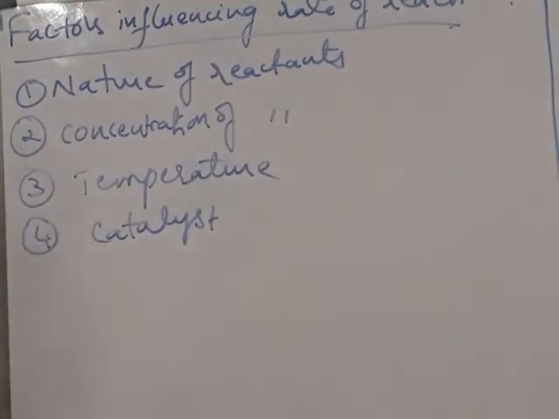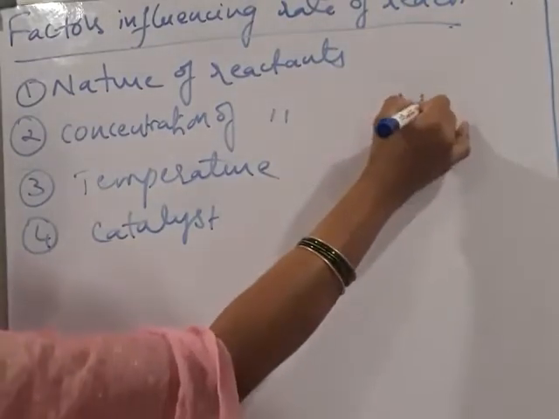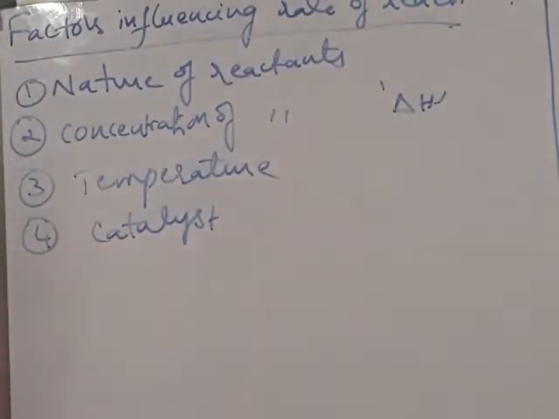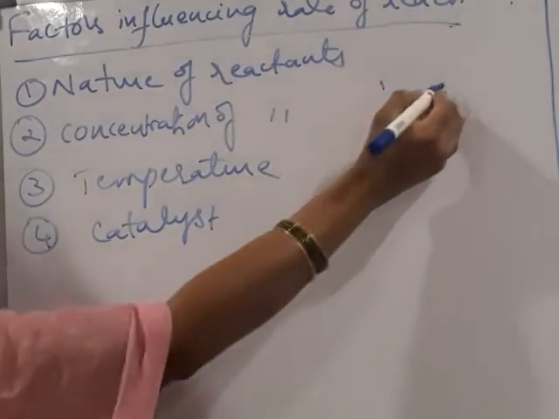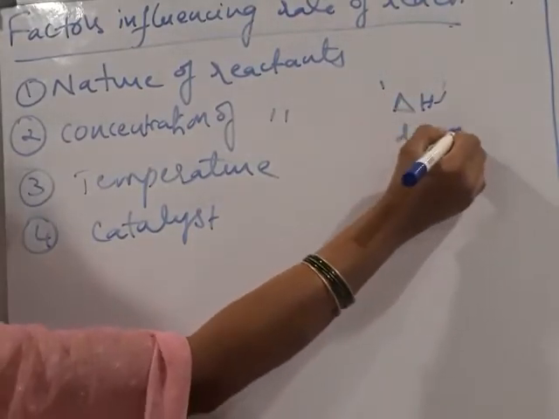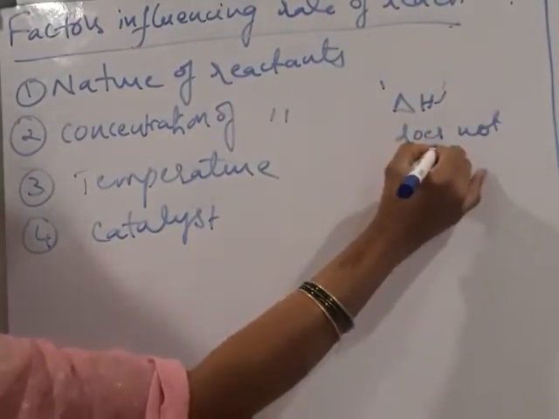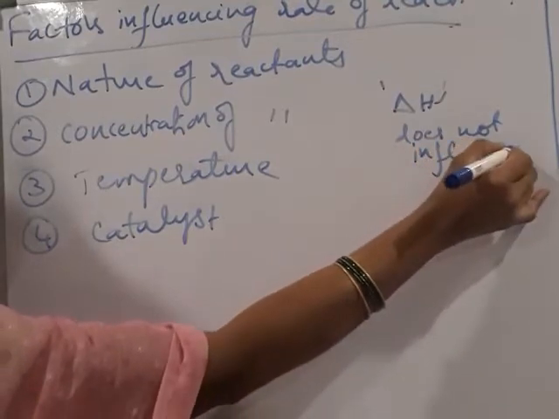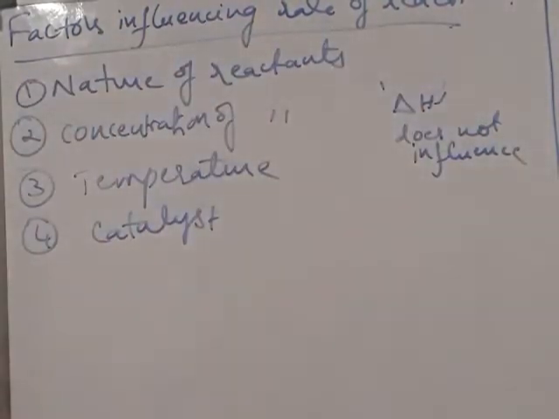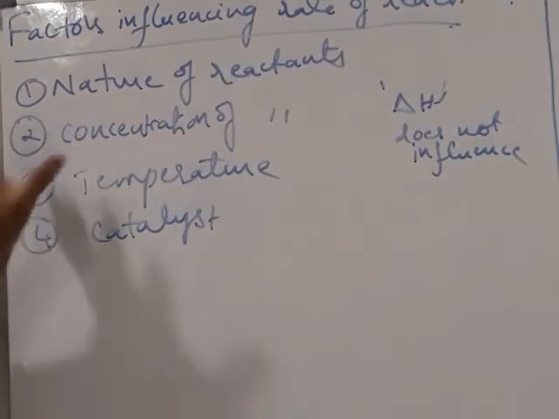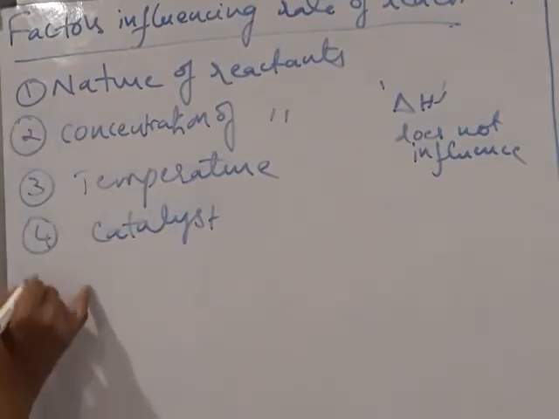And enthalpy change delta H, it does not affect the rate of reaction. Okay. So here mainly 4 factors: nature of reactants, concentration of reactants, temperature, catalyst, and enthalpy change does not influence rate of reaction. Okay. And I will explain one by one. First, coming to nature of reactants.